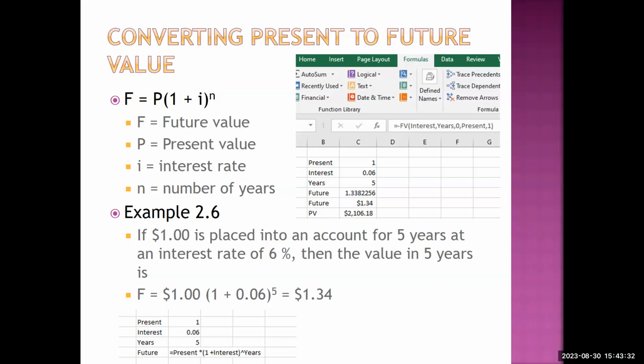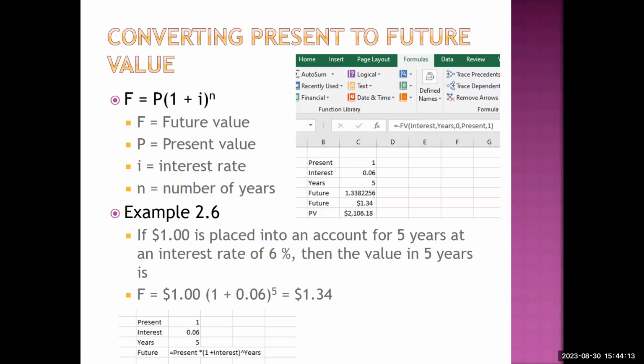Okay, I think the next 2 slides will explain how to discount things to the present value and how to convert present value to future value and future value to present value. So for example, example 2.6, $1 becomes $1.34 in 5 years if you make 6% per year. So what you would do is you would multiply $1 times 1 plus 0.06 to the 5th power, because each year you're compounding it, and it would become $1.34.